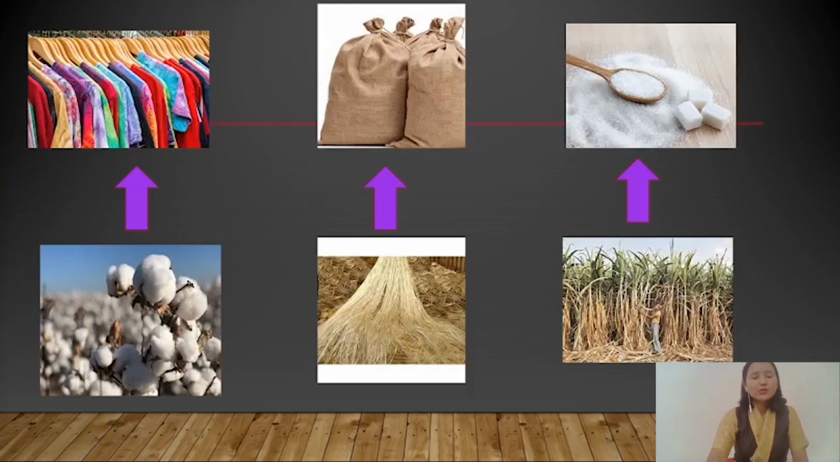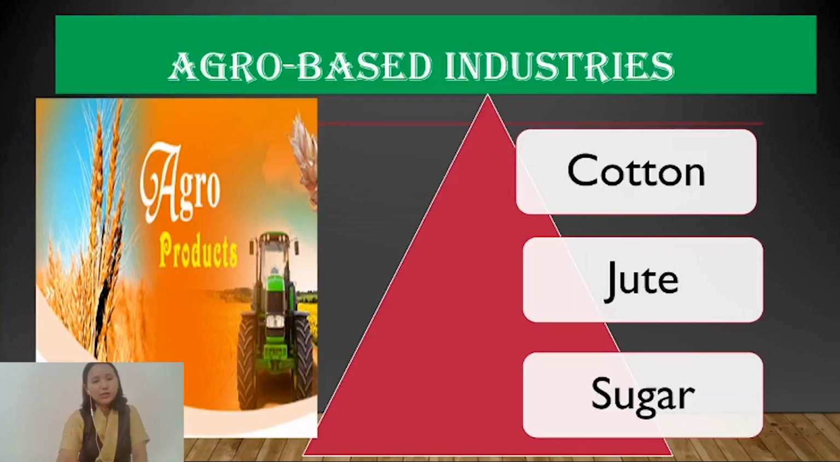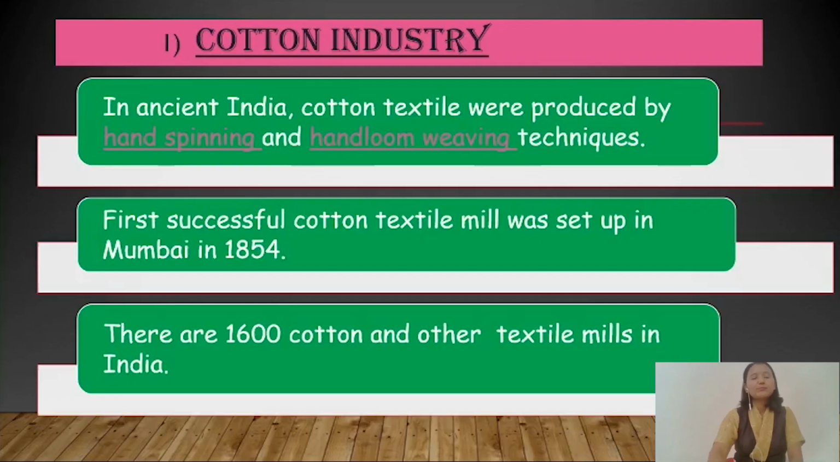So the industries which make these three products are agro-based industries. Agro-based industries are those industries which depend on agriculture for their raw material to make finished goods. We have a variety of agro-based industries in India. Among them, the top three are cotton, jute, and sugar, and major production takes place in these three industries. Let me start with the cotton industry.